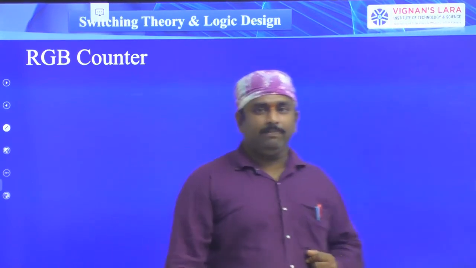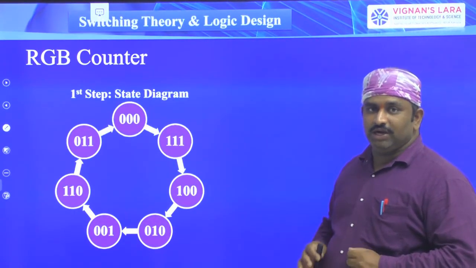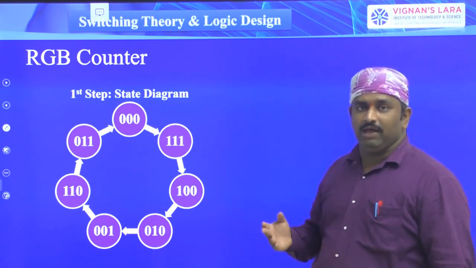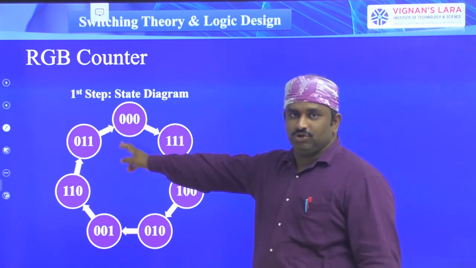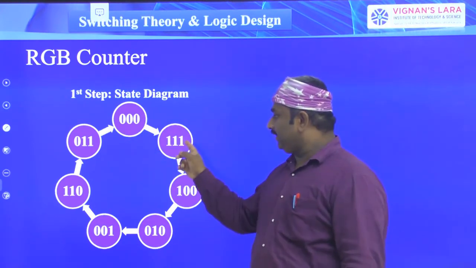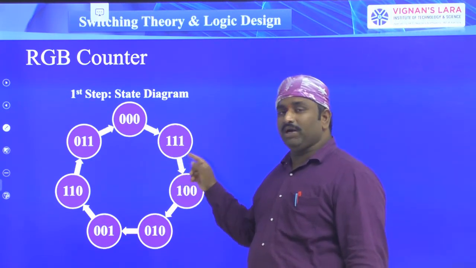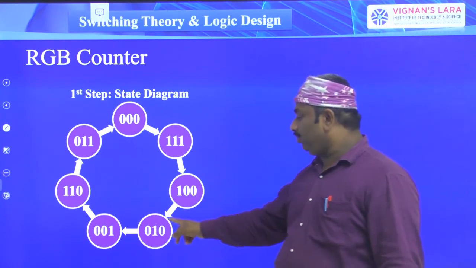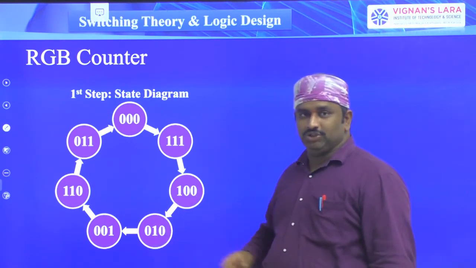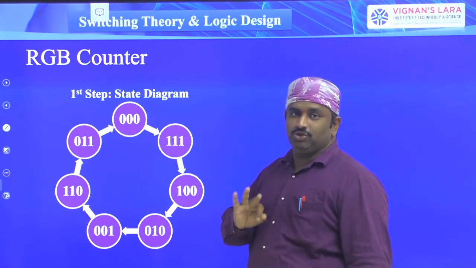In the next step, first the basic one is the state diagram. By using this state diagram, now you have to form the state table, otherwise the excitation table. If the present state is 0, 0, 0, what is the next state? That is 1, 1, 1. If 1, 1, 1 is the present state, then the next state is 1, 0, 0. If the present state is 1, 0, 0, the next state is 0, 1, 0.